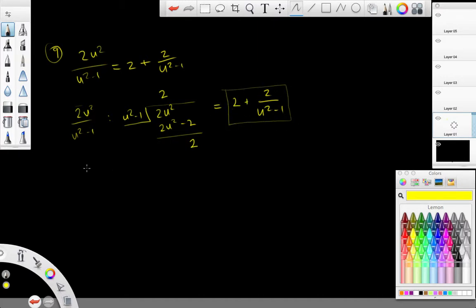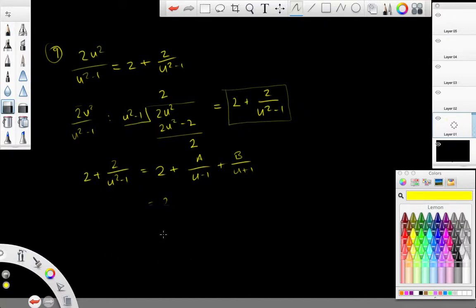Now we need to just consider this here, and you can see that's a difference of 2 squares. So 2 plus 2 over u squared minus 1 is going to equal 2 plus a over u minus 1 plus b over u plus 1.